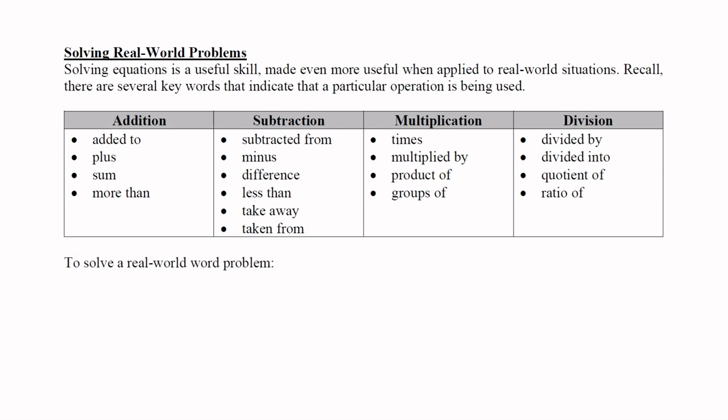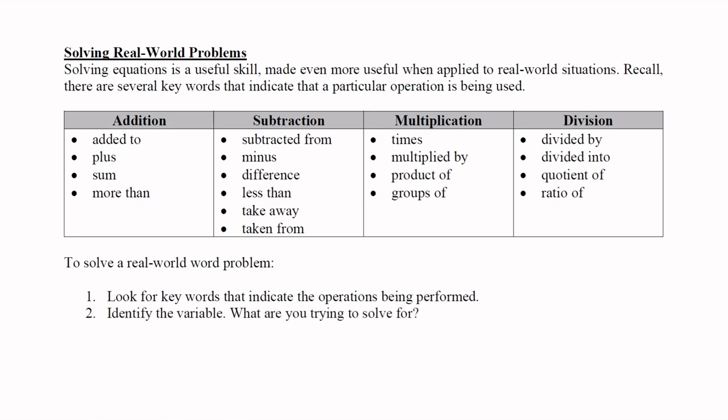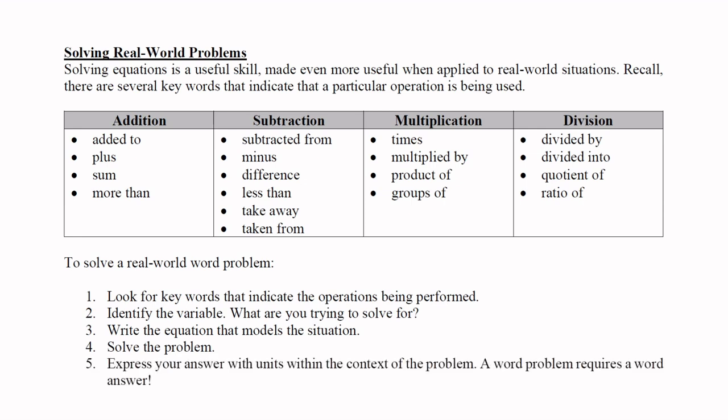To solve a real-world word problem, you're going to look for keywords that indicate the operations being performed. Then, you're going to identify the variable. What are you trying to solve for? This is usually posed as the question in your word problem. Write the equation that models the situation, then solve the problem. Finally, you're going to express your answer with units within the context of the problem.